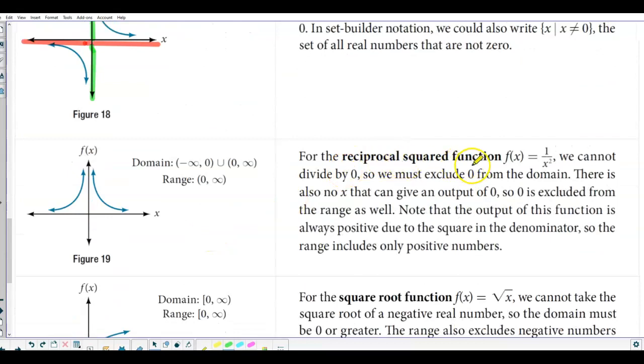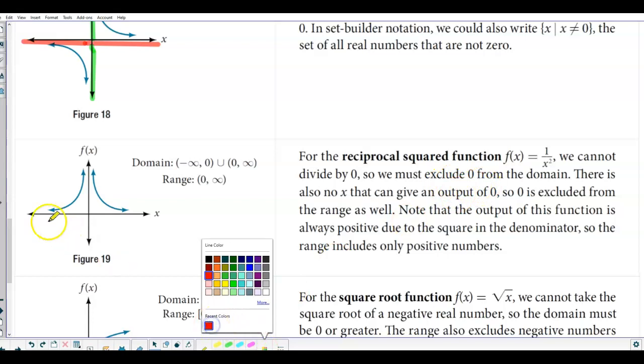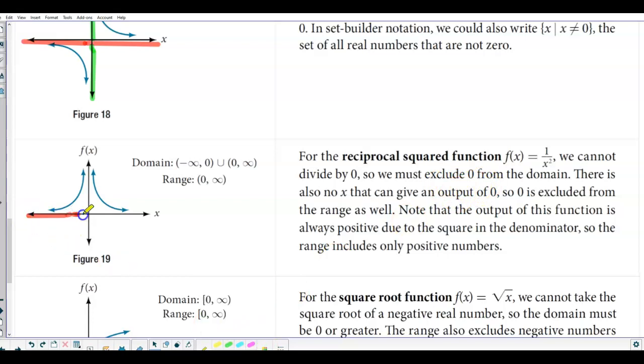Next we have the reciprocal squared function. That says f of x is equal to 1 over x squared, and we cannot divide by 0, so we must exclude 0 from the domain. So we're going to go from negative infinity to 0, and then exclude 0, and then go from 0 to infinity. So there is our domain. So there is also no x that can give an output of 0, so 0 is excluded from the range as well. Note that the output of this function is always positive due to the square in the denominator, so the range includes only positive numbers. So again, pay close attention to the range here. We have parentheses 0 going all the way to positive infinity.